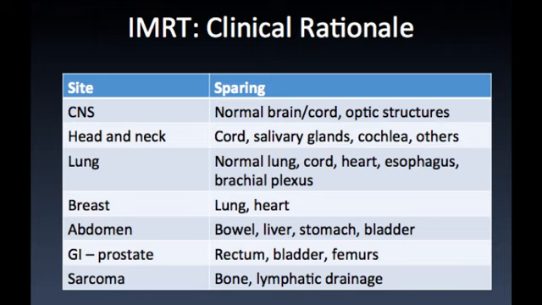So IMRT has a role in many different disease sites, and here's just a brief summary. So CNS, you can treat a target and then spare normal brain, cord, optic structures. We just talked about head and neck and the sparing you can get there. In the lung, you can spare normal lung, the cord, the heart, the esophagus, brachial plexus. It's also used in breast. In that case, it can provide some sparing of the lung and the heart. Abdomen, you can spare the bowel, liver, stomach, bladder, bone marrow also. We talked a little bit about the prostate, and then also in sarcoma, you can use it to treat the tumor, wrap around the bone, and spare lymphatic drainage system.